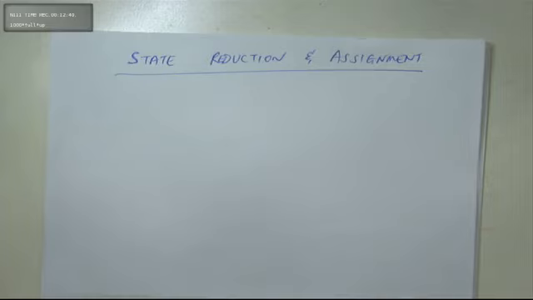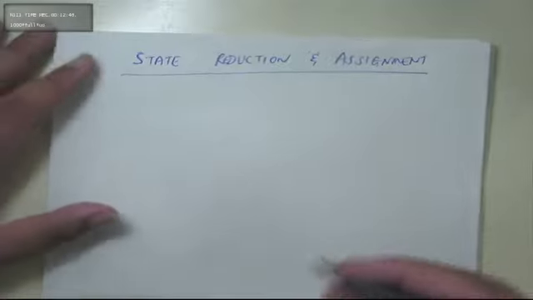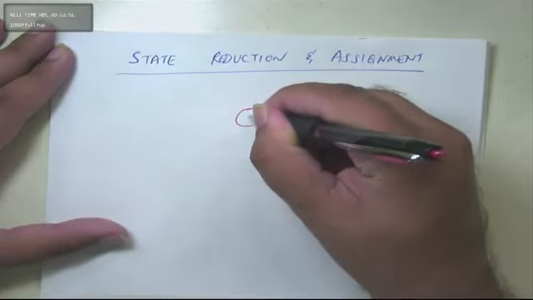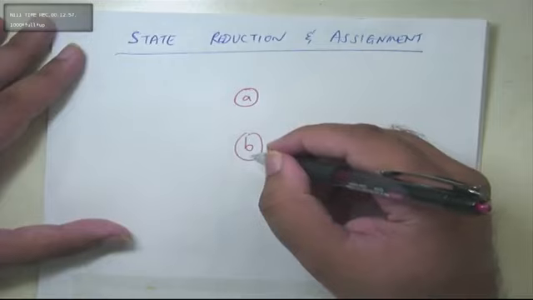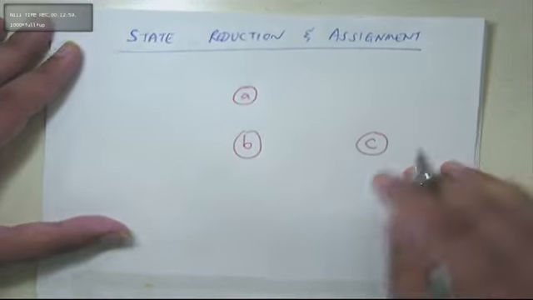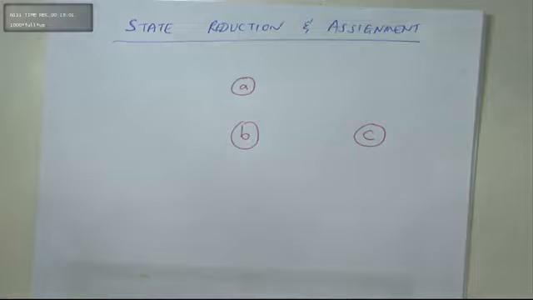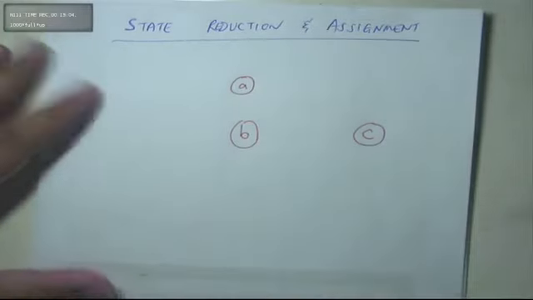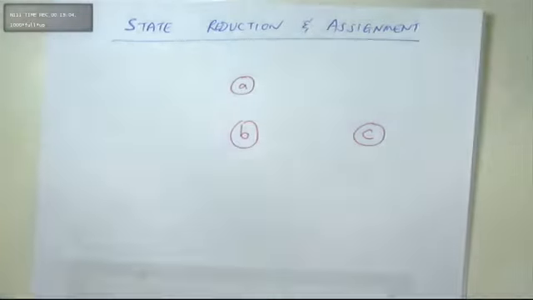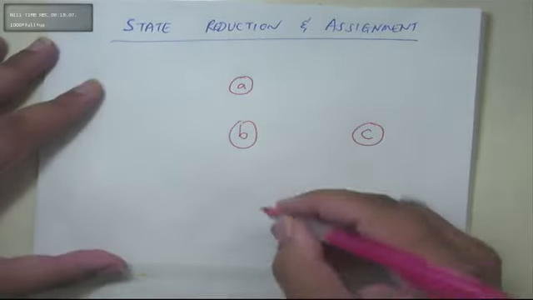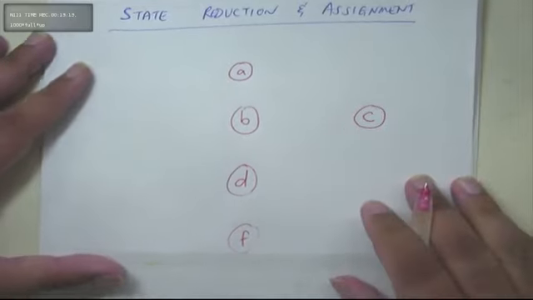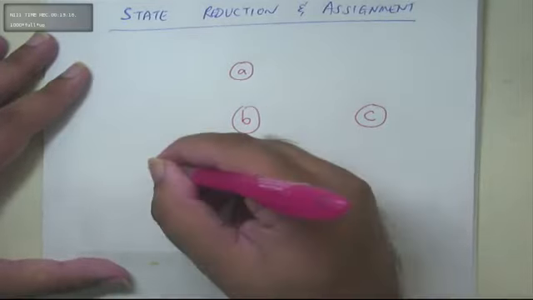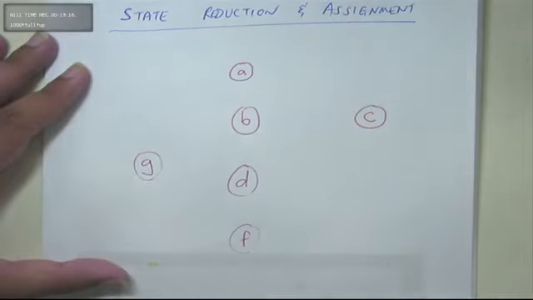Okay. Let me just first draw the problem. So you follow me. I'm drawing the problem. So you've got state A, right? You've got state B, state C, state D, state F. Can you see that? Right? State G. So this is the problem.